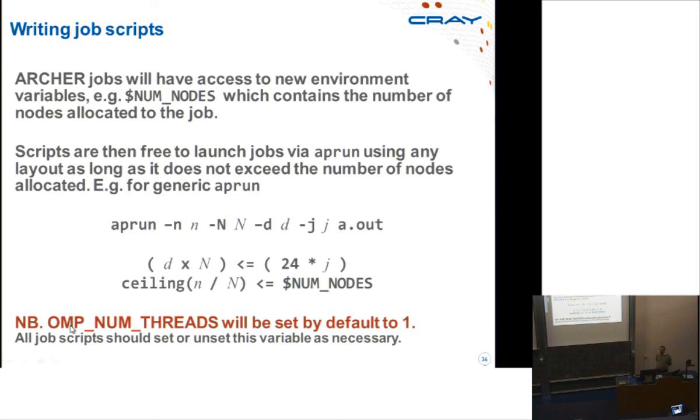Again, another feature that changes: OMP_NUM_THREADS is now set to 1. It used to be not set at all. It's now set to 1 by default. It's a consequence of the change in batch scheduler. So even if you think your application is MPI, it's always worth explicitly setting this, because some of the scientific libraries can start spawning threads automatically for you underneath if this is set to anything other than 1. So it's something to be aware of, that this has changed.